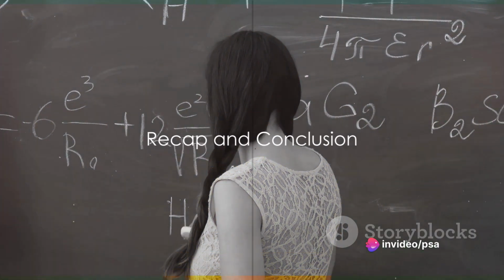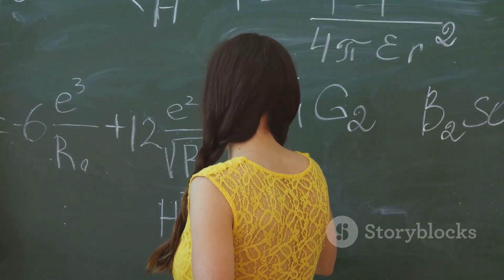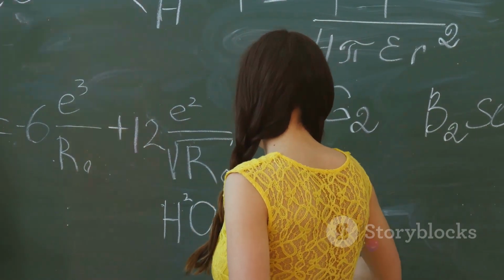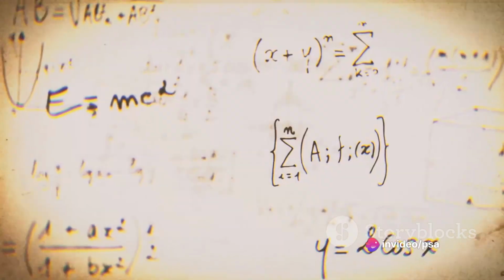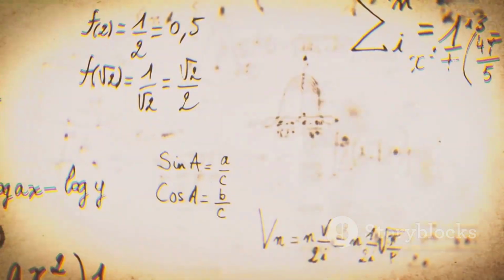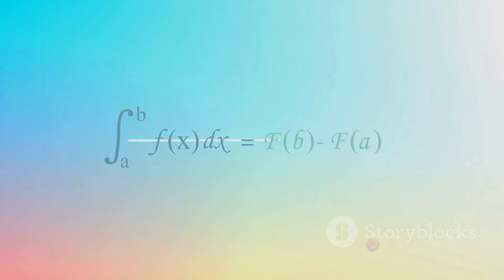Before we wrap up, let's quickly revisit what we've learned today. We started with an introduction to trigonometry, a fundamental branch of mathematics that focuses on the relationships between the angles and sides of triangles. We then delved into the concepts of sine, cosine, and tangent, the primary trigonometric functions that serve as the backbone of this study. Not stopping there, we also explored their reciprocal functions, providing us with an even broader understanding of the subject.